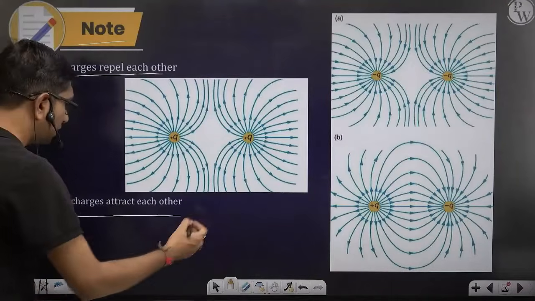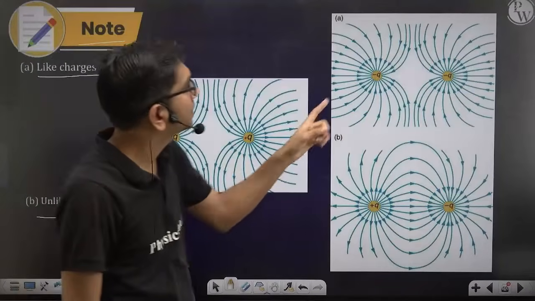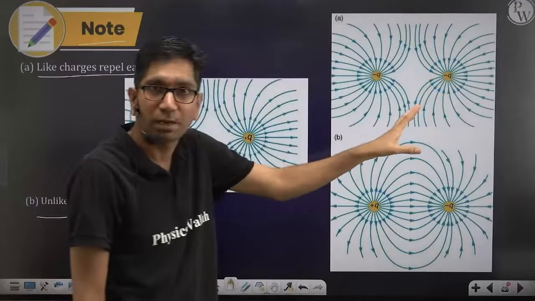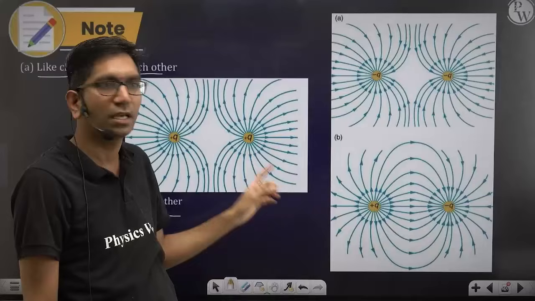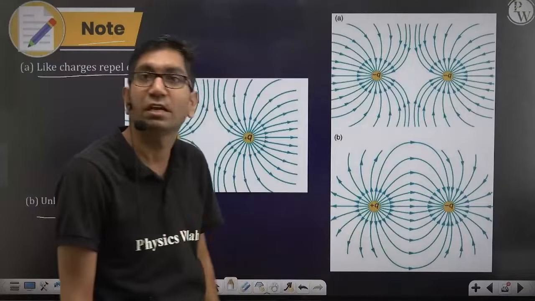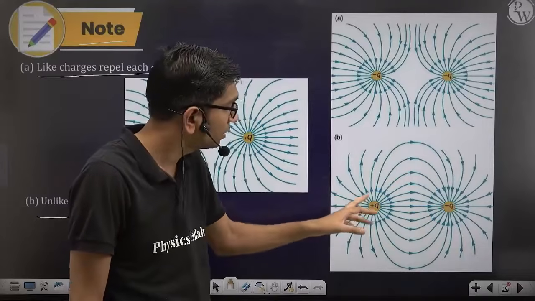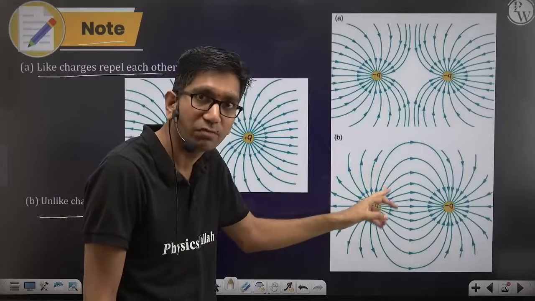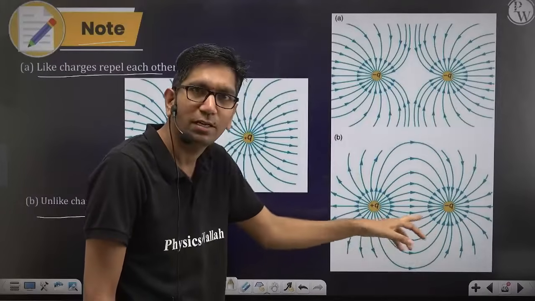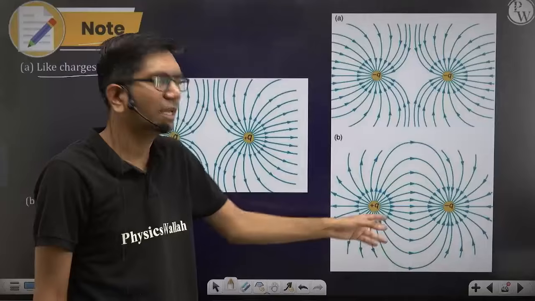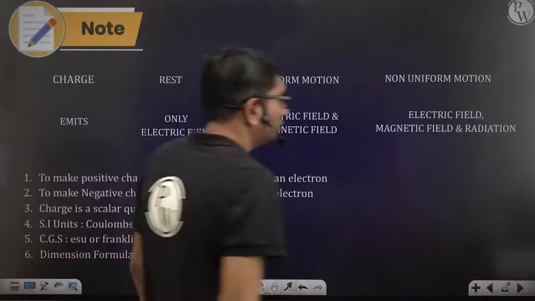Unlike charges attract each other. See here, positive gets repulsion, and negative also gets repulsion. So electric field lines are inwards for negatively charged, and for positive charge they are outwards. Positive and negatively charged bodies will attract. So they are following the correct path, and finally they are attracting. Here they are repelling.